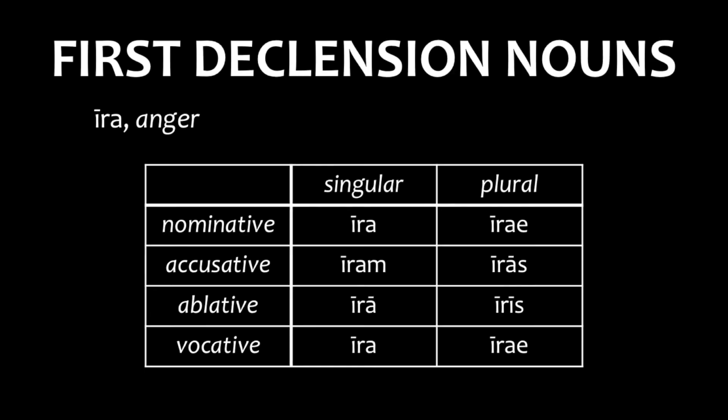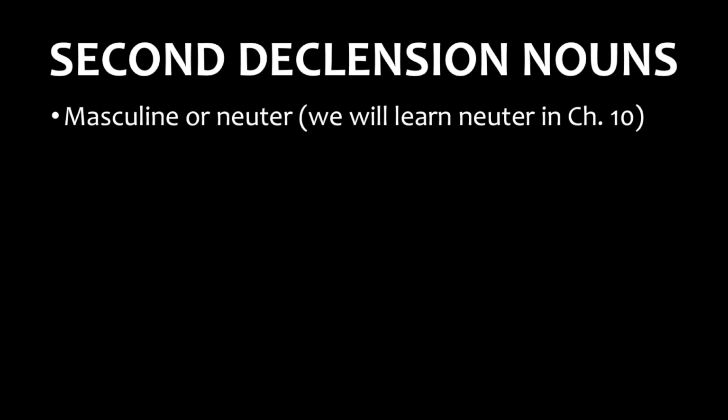So if we take the noun ira, which means anger, this is what the forms are going to look like when we decline it. Nominative ira, accusative iram, ablative ira with a long A. That macron is very important. For the ablative singular of first declension nouns, you have to remember that that's a long A, not a short A. Vocative, same as the nominative, ira. And then the plural, irae in the nominative, iras in the accusative, iris in the ablative, and then irae in the vocative. So that's first declension.